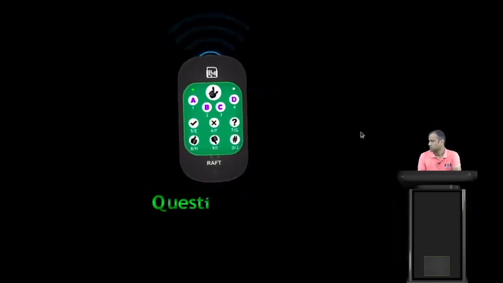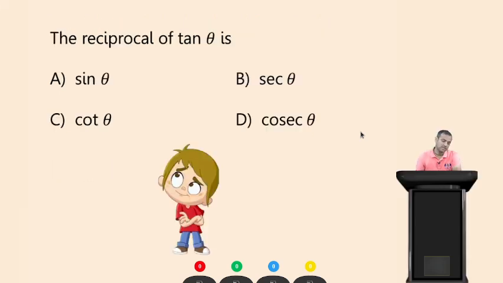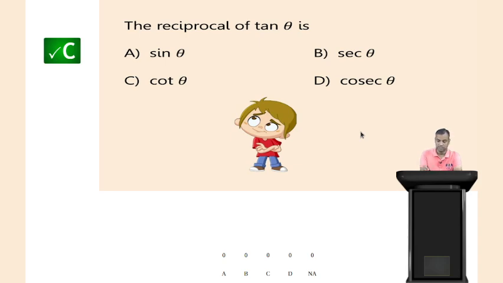Okay class, now it's question time. So use your raft and give the answer. The reciprocal of tan theta is, and your time starts now. What is the reciprocal of tan theta? A, sin theta, B, sec theta, C, cot theta and D, cosec theta. Okay class, your time is over. So the reciprocal of tan theta is, yes, you are correct, it is cot theta. So the answer is C.